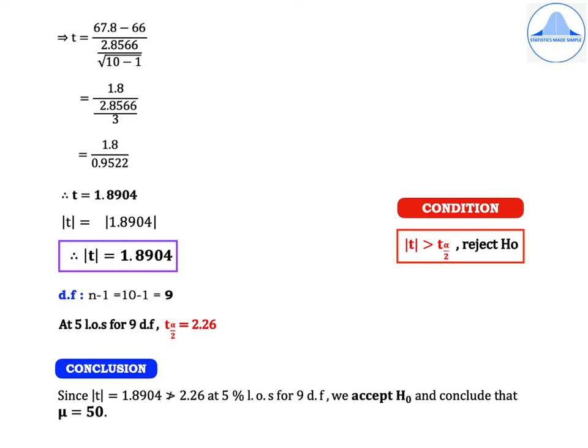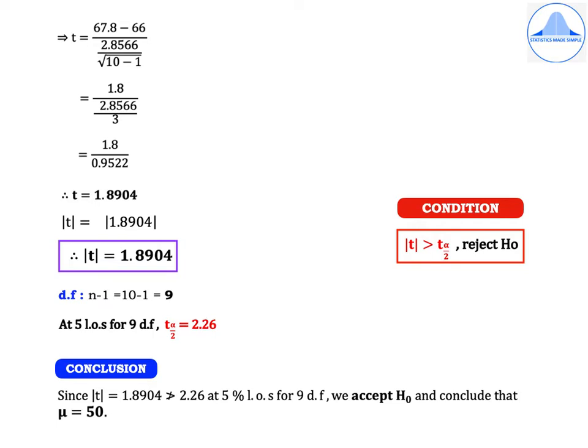The condition which we use to reject H naught for a two-tailed test is: you have to check if mod t is greater than t alpha by 2. So find the modulus of t. It is modulus of 1.8904. The modulus of a positive number remains positive. Therefore, mod t is 1.8904.